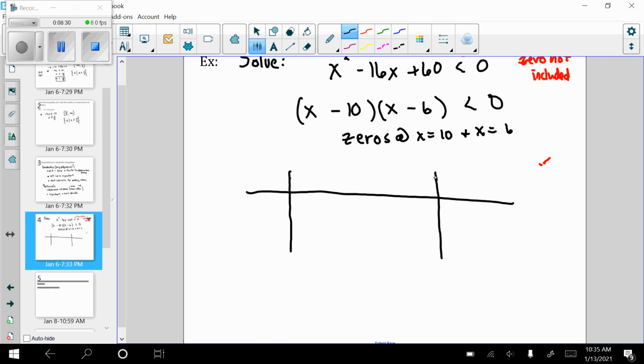All right, so my zeros are at 6 and 10. Make sure you always put them in order from smallest to largest. Since this is less than 0, these zeros are not going to be included in my solution set, so I put open circles on those so I can remember that. Okay, so now I need to think of this being a number line, and I need to pick a value less than 6. So I'm going to pick 0 because that's pretty easy to use. So these are called my test points.